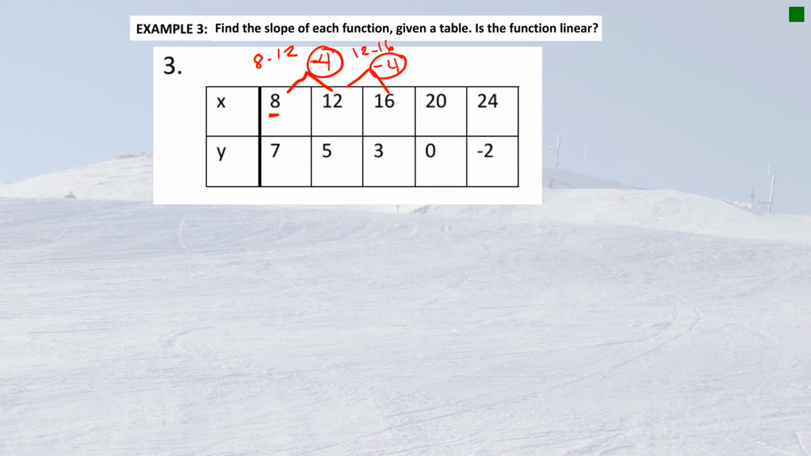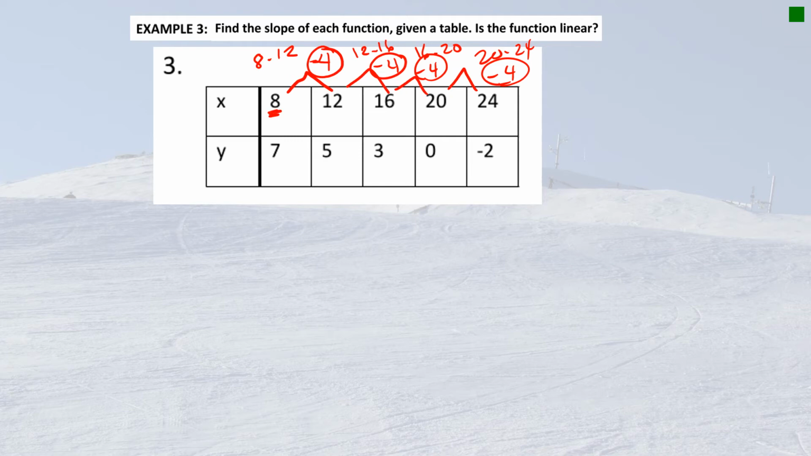Okay, so far so good. Now I'm going to do 16 minus 20, which is also negative 4. Okay, and then 20 minus 24, which is negative 4. All right, so my x's look okay, but I have to check my y's. Because there's a constant rate of change of the x's, there has to be a constant rate of change of y's for it to be a line.